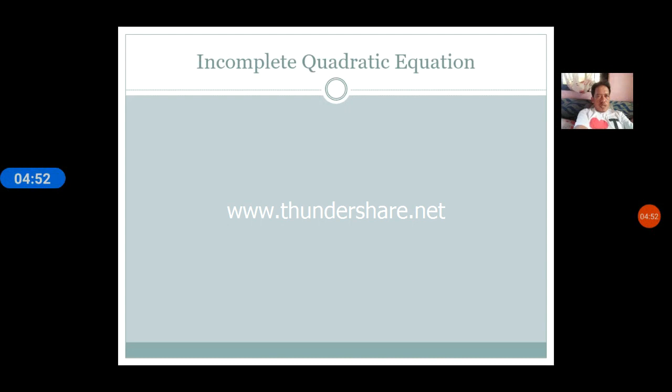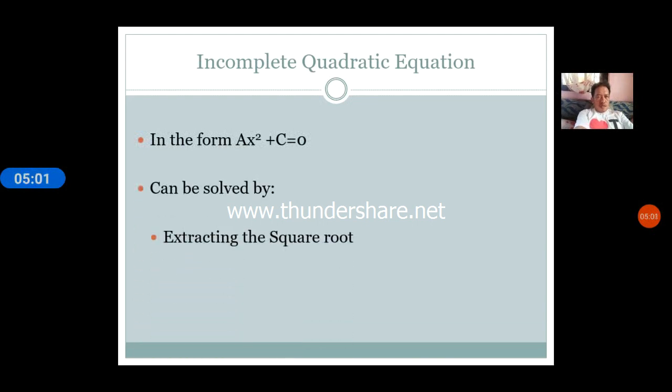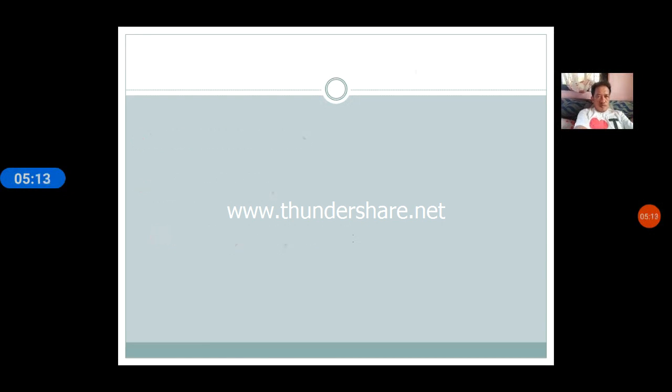Another incomplete quadratic equation is in the form of ax squared plus c, where b is equal to 0. It can be solved by extracting the square root. Again, there is another process for finding the solution of an incomplete quadratic equation using extracting the square root.